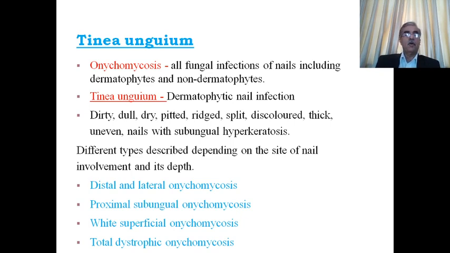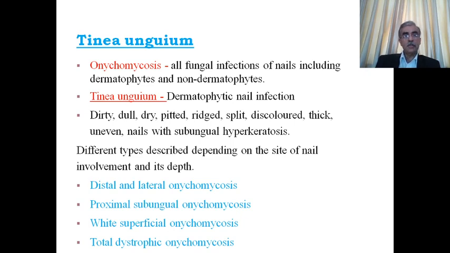The nails become dry, dull, yellowish, pitted, ridged, split, discolored, thick, uneven, and subungual hyperkeratosis can be there. Clinically they can be of four types: distal and lateral onychomycosis, proximal subungual onychomycosis, white superficial onychomycosis, and total dystrophy of the nail, which is known as total dystrophic onychomycosis. So these are the four types of clinical presentation of onychomycosis when nail involvement is there.